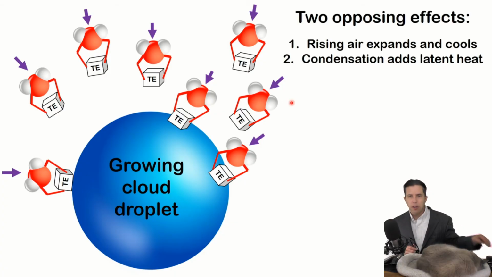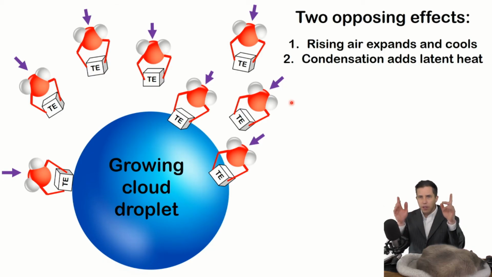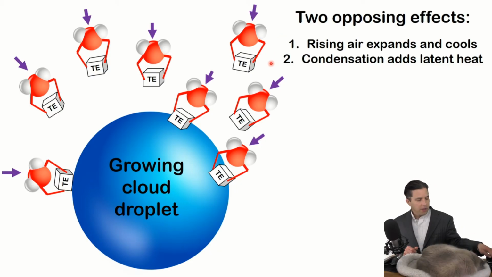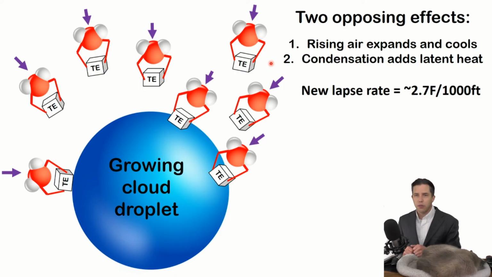So there are two competing processes then. As this air wants to rise, it's going to expand and cool, right? That's process number one. Process number two is, as we condense water, the water is adding latent heat back to the air. So number one cools it, number two warms it. Who wins? Well, the rising air cooling still wins, but what it means is that our lapse rate is now different. Instead of 5.4 degrees every 1,000 feet, it's 2.7.